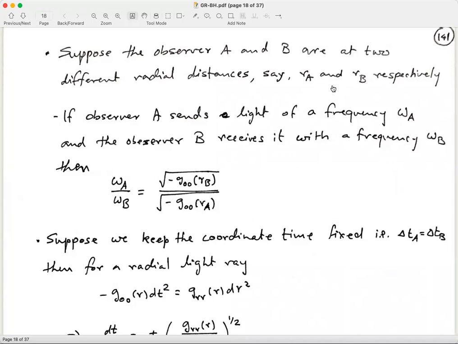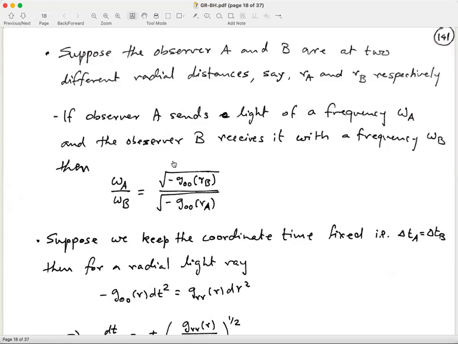So let's call them RA and RB. Then if we ask observer A to send out a light with a frequency, say omega A, and ask observer B to detect it, observer B receives this light and finds that it has a frequency omega B. Then omega A upon omega B, that ratio is actually square root of minus G00 at RB upon square root of minus G00 at RA.